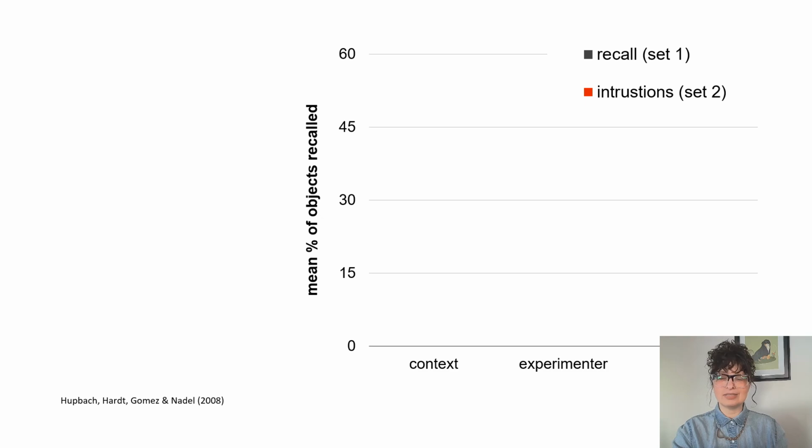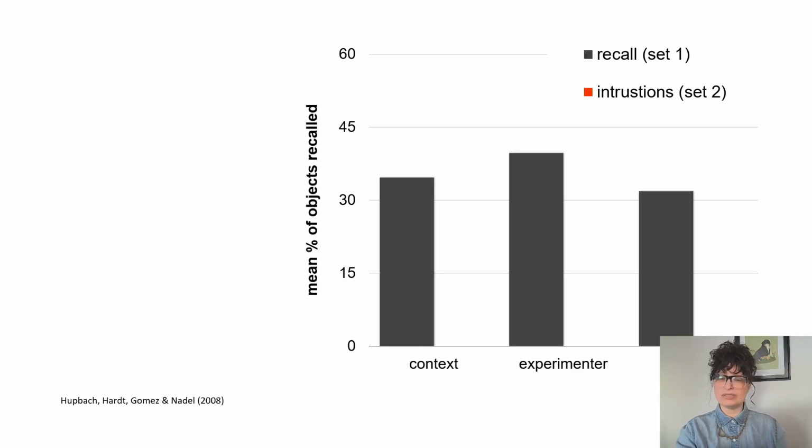So let's look at these results. We're looking at the percent of objects recalled for the context, experimenter, and question conditions for two different types of items recalled. So accurate recall, which is items that are actually from set one, and then intrusions, which are errors where participants erroneously recalled an item that was actually presented in set two. Here you can see that for accurate recall, all three of the groups are approximately equal. There was no significant difference in these.